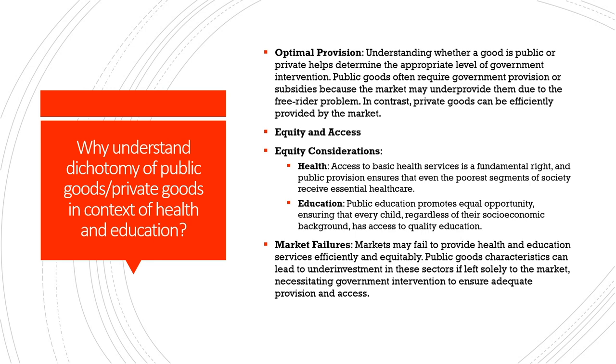Similarly, the dichotomy is important for understanding optimal provision. Whether a good is public or private helps us to determine the appropriate level of government intervention. Public goods often require government provision or subsidies because the markets may underprovide them due to the free rider problem. We will do this in the next class. In contrast, private goods can be efficiently provided by the market.